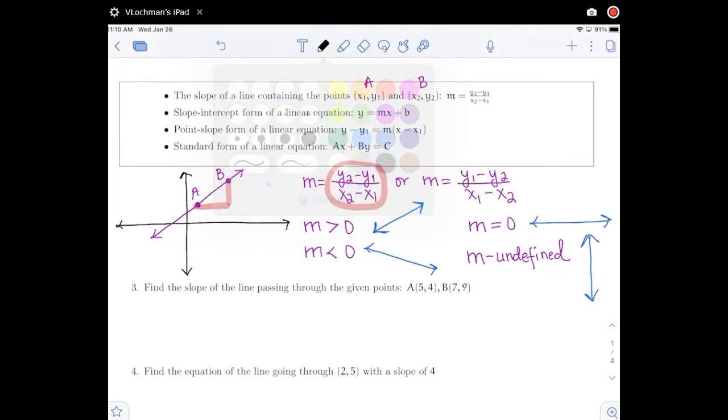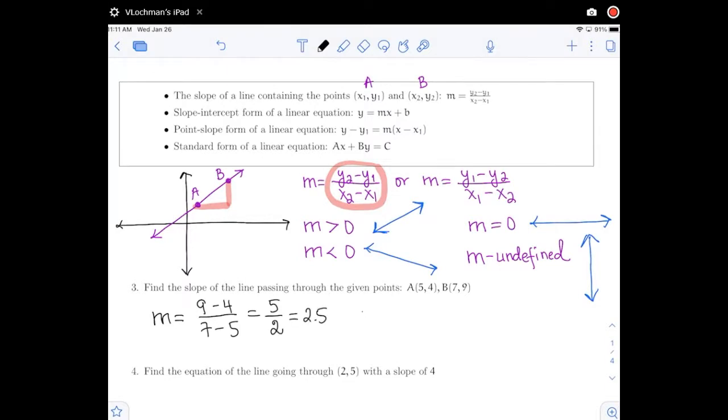Find the slope of the line passing through the given points, A and B. So that's example number 3. What is our slope here? One way to do it is just follow that formula. That would be 9 minus 4 over 7 minus 5. So we get 5 over 2. What is that? That's 2.5, right?